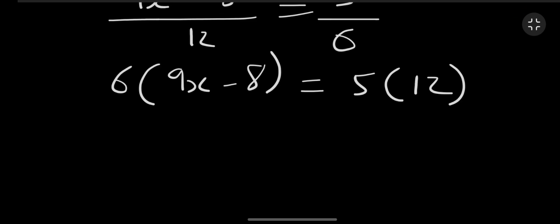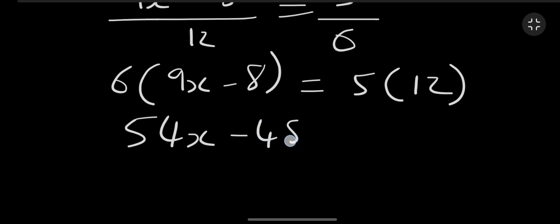So we now simply expand the bracket. So 6 times 9x, we're going to get 54x. Then we say 8 times 6, we're going to get a minus 48, which is equal to 5 times 12, we're going to get 60.